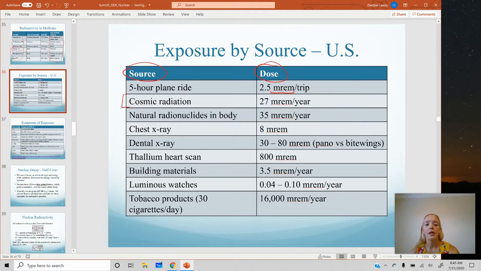Natural cosmic radiation, how much we get typically per year. Of course, that's an average. We have radionuclides in our body. Anytime you're getting a dental x-ray, depending on whether they're doing just the bite wing or whether they do the whole panorama, depends or determines how much exposure you get. If you get heart scans, building materials, again, the isotopes that are naturally found as one of the isotopes in material. Luminous watches. Interesting side note for you here.